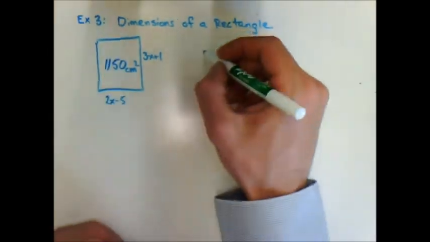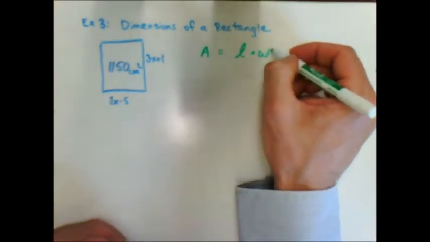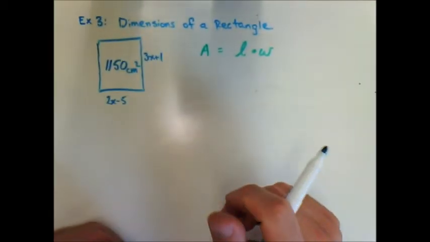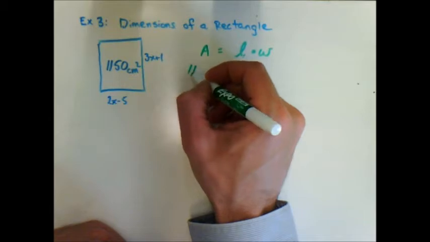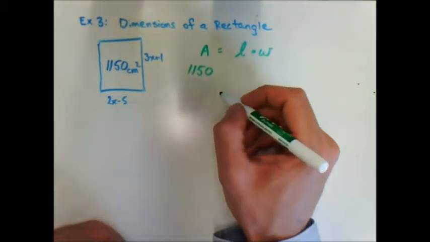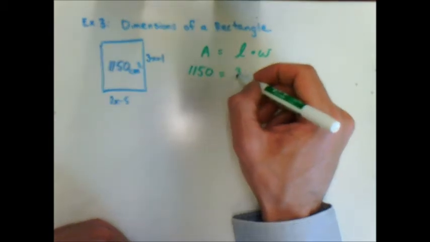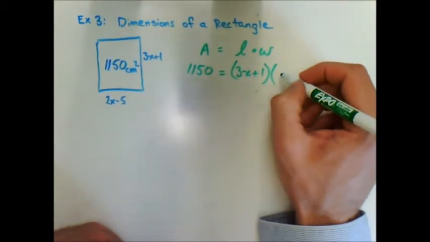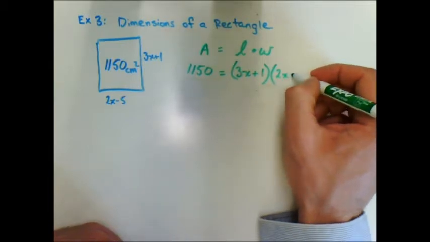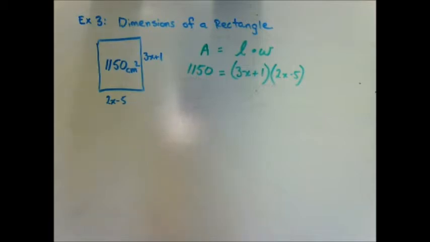Thankfully, we know that in a rectangle, area equals length times width. So all we have to do here is sub in our information for the area, which is 1150, our information for the length, which is 3x plus 1, and our information for the width, which is 2x minus 5. And no, it does not matter which order you write your two factors in, because multiplication is commutative.